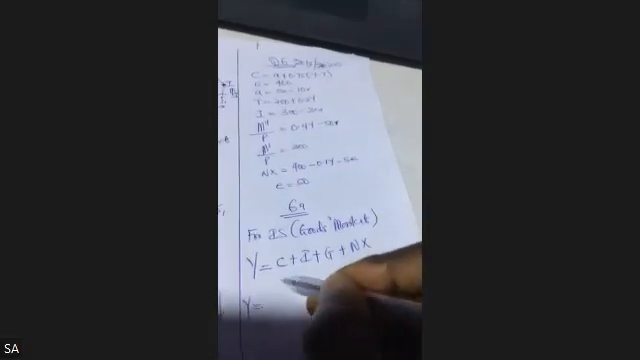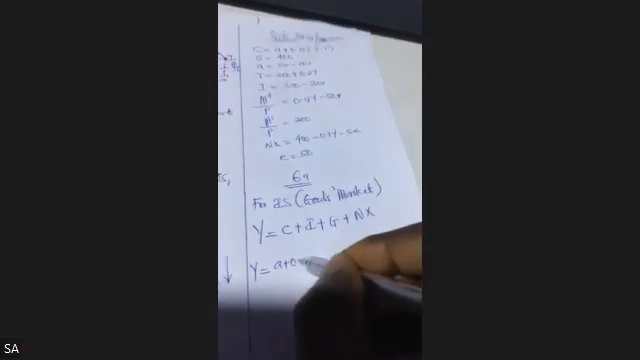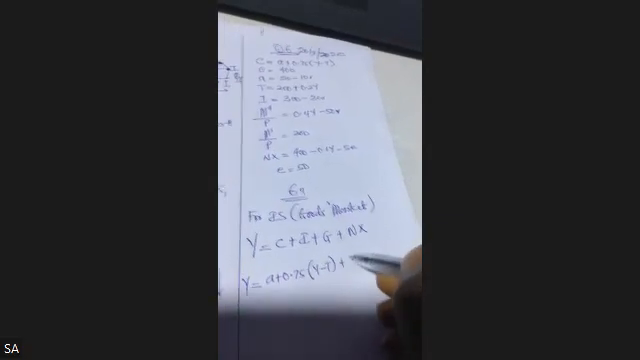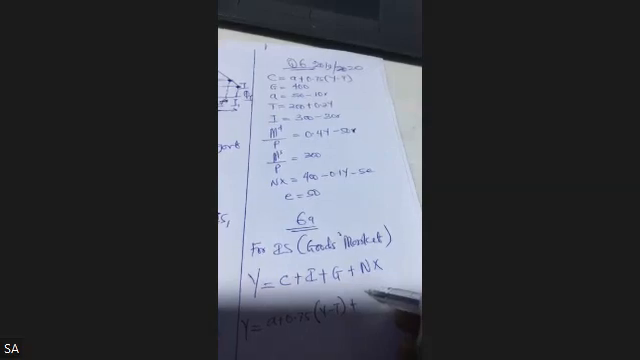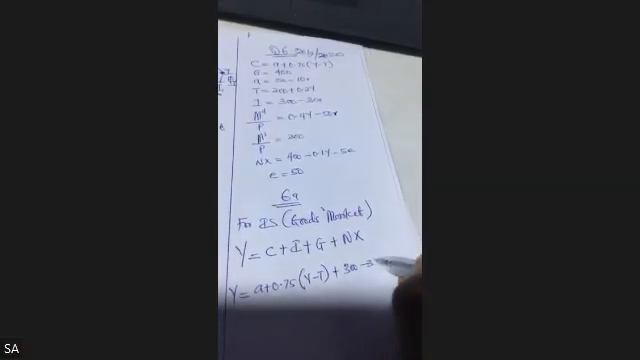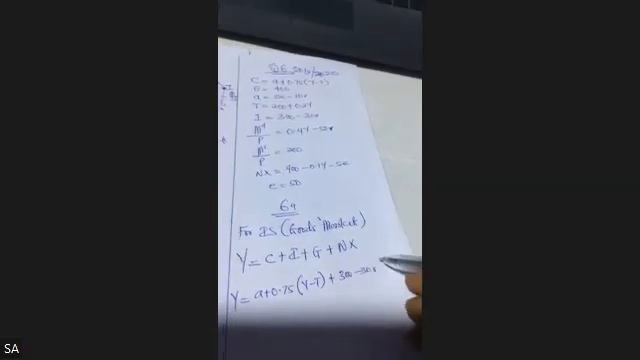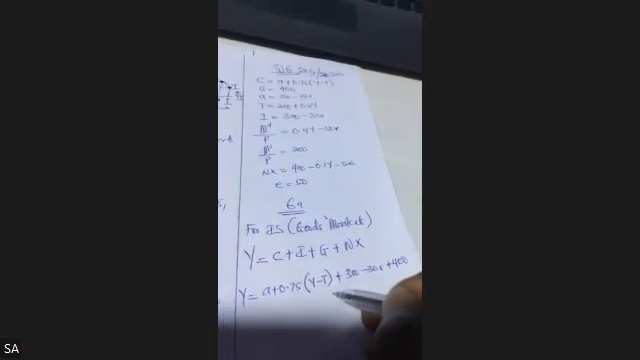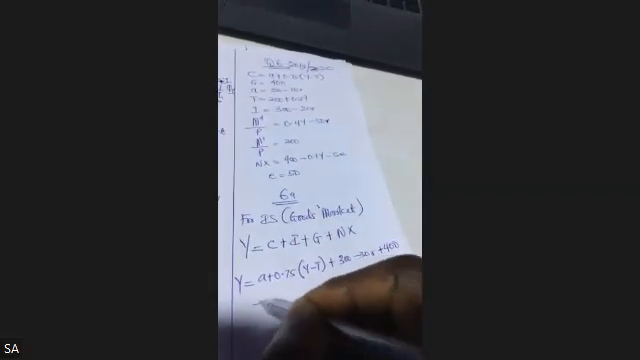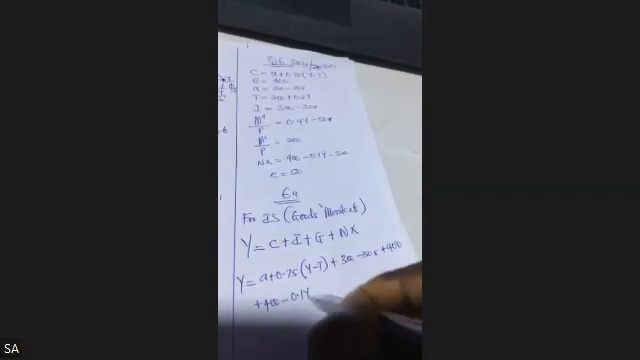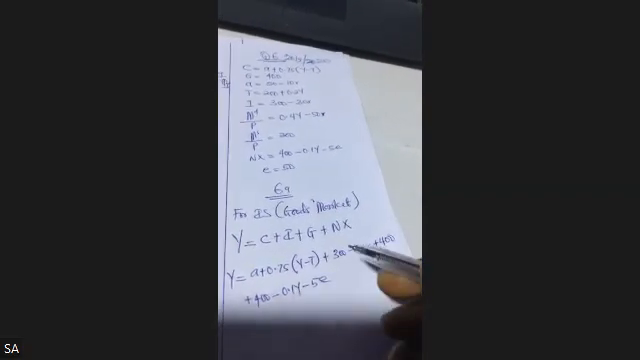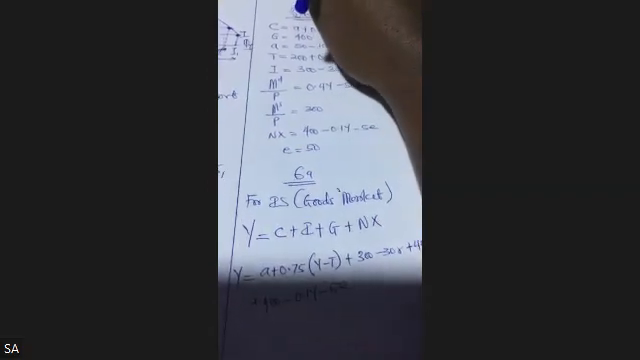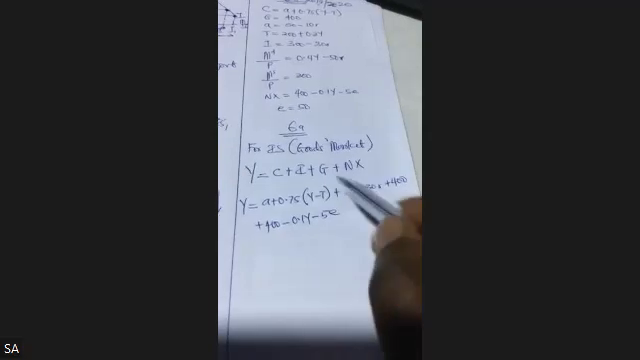So Y equals what is C? C is A plus 0.75 open bracket Y minus T, plus what is I? Class, I is what? 300 minus 30r. Thank you. Class, what is G? G is 400. Class, what next? Net export. What is net export? 400 minus 0.1Y minus 5e.